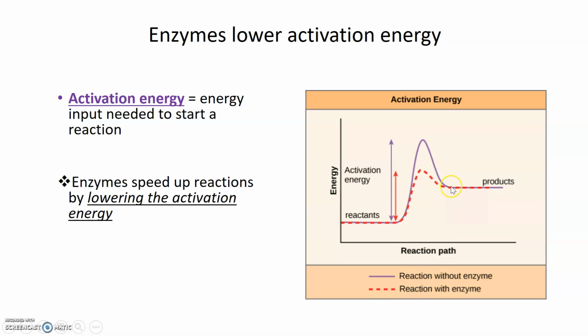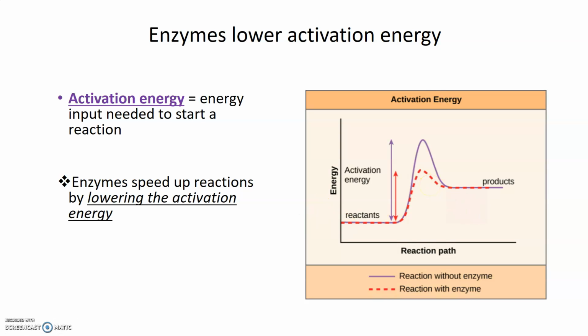What enzymes do is they actually lower the activation energy. And so this red dotted line shows the same reaction with the addition of an enzyme. And you can see that that hill, or that amount of activation energy that's needed for reactants to become products or for the reaction to proceed, is much lower. And that's because enzymes usually bring the substrate and maybe potentially two substrates together in their active site. And by doing that, they increase the chances of a reaction happening.